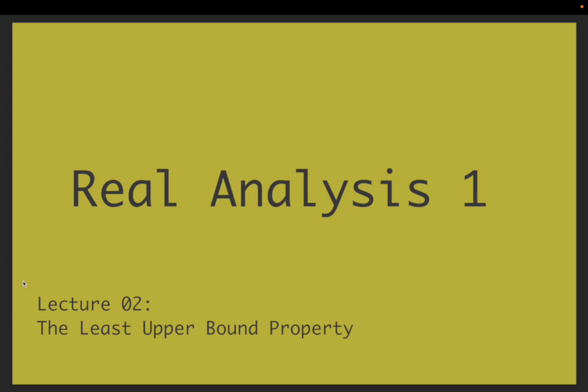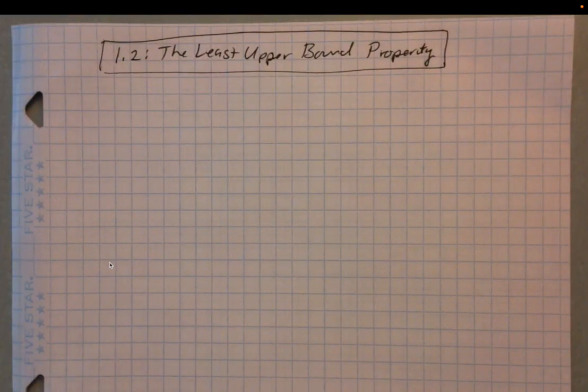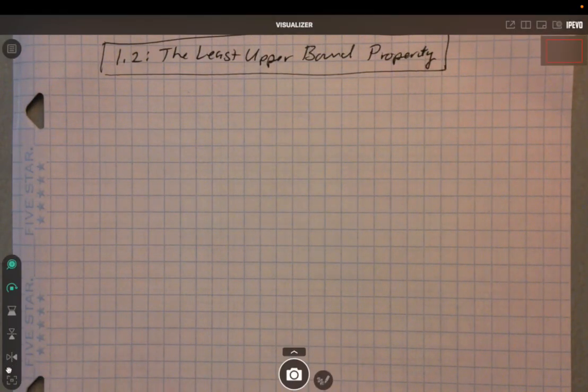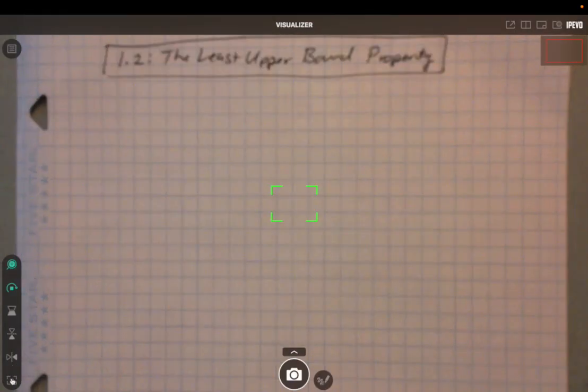And in this section, we're going to discuss a couple of things. Probably the most important thing that we'll look at is a property of the real numbers called the least upper bound property. So let's go ahead and jump into it. We're going to call this section 1.2, the least upper bound property.